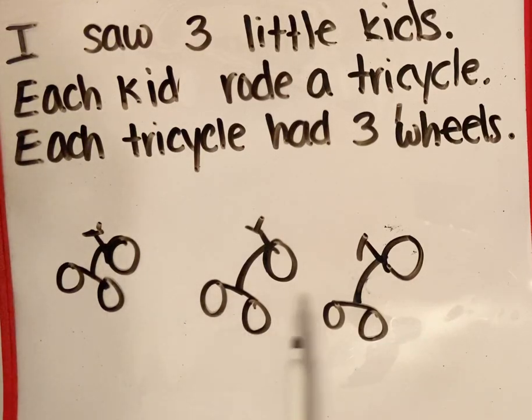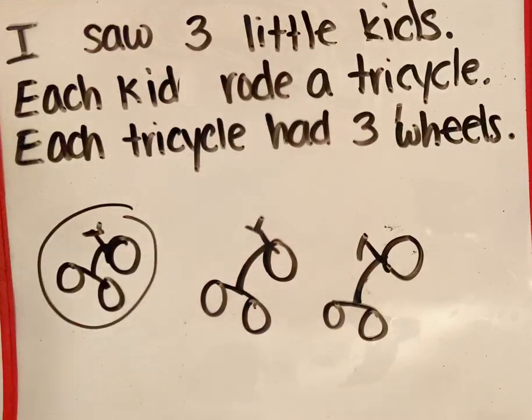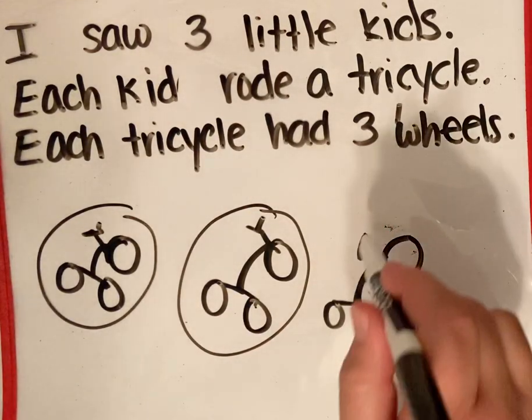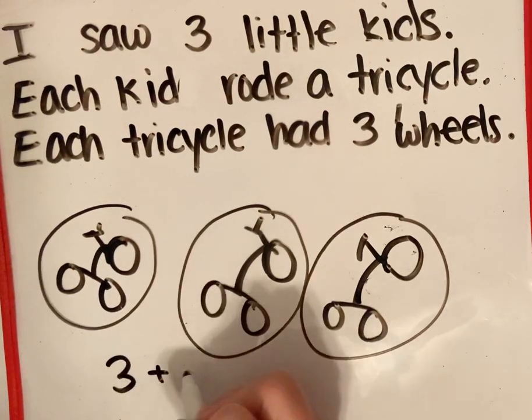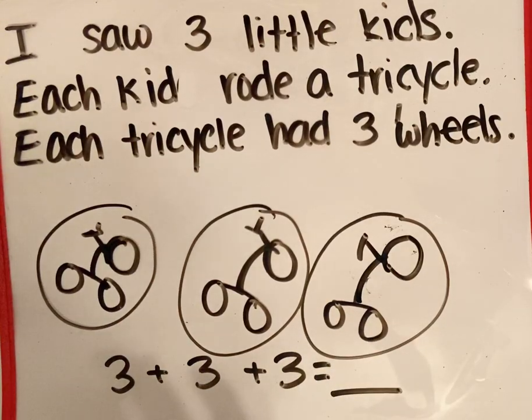So I decided to draw some tricycles here, just to show you how I can turn this drawing into an array. Instead of having to do this, I can just do an array. It makes it super easy. So here you can see I have a group, one group of 3 wheels, 2 groups of 3 wheels, 3 groups of 3 wheels, okay? Here's a group, here's a group, here's a group. So I could use repeated addition to solve this. 3 plus 3 plus 3 equals, and then tell my answer.